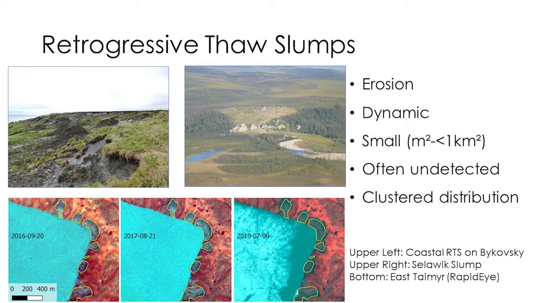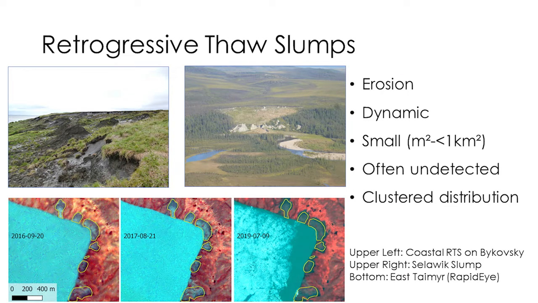We see some examples here on the top left from the Bykovsky Peninsula, which is a nice coastal thaw slump. And the second example on the top is the Selawik slump, which my Alaska colleagues pretty much notice instantly. They can be pretty dynamic and quite small. So they range from very small, just a few square meters, to up to about 1 square kilometer, which are kind of the mega slumps, which we find in Batagai or some other places in northwestern Canada.